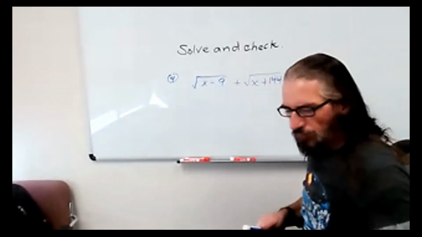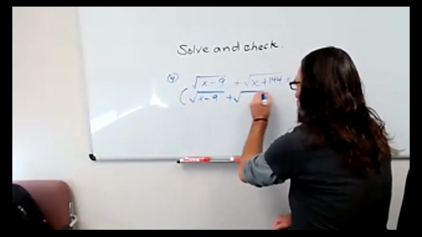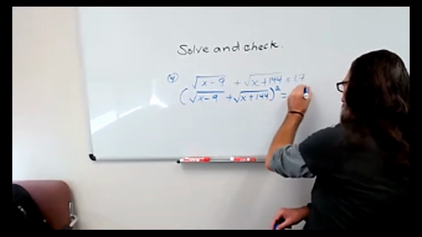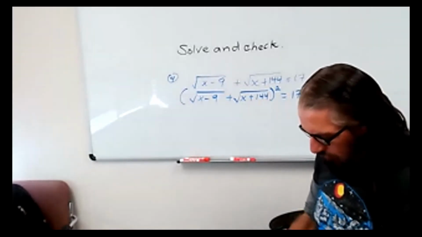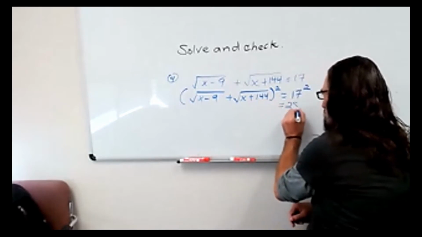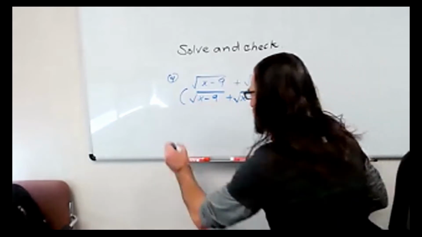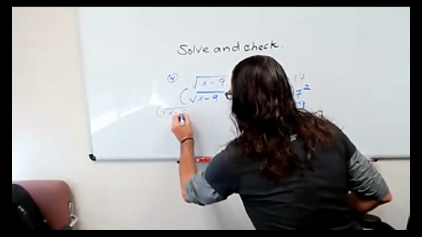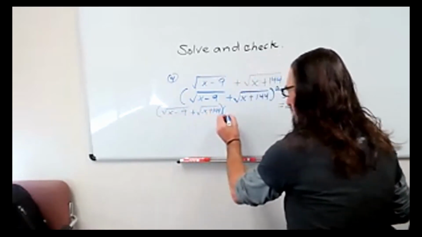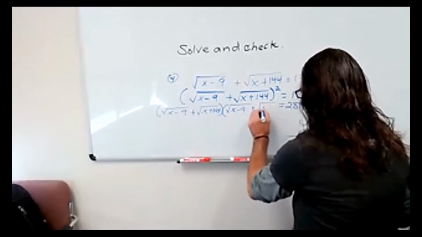When I square both sides, 17 squared is 289. Quick double check of that. Yep. The squaring, because of the addition, is not going to cancel these out. I'm multiplying by itself. It's like a binomial times a binomial. And there is a shortcut for doing this squaring when you square a binomial.